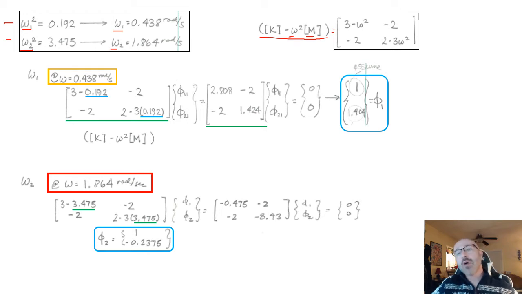So what we want to do now, in order to solve for our mode shapes with this equation here, is to plug in for omega 1 and omega 2 separately. So for omega 1, recall that our omega 1 squared is 0.192, and our omega 1 is 0.438.